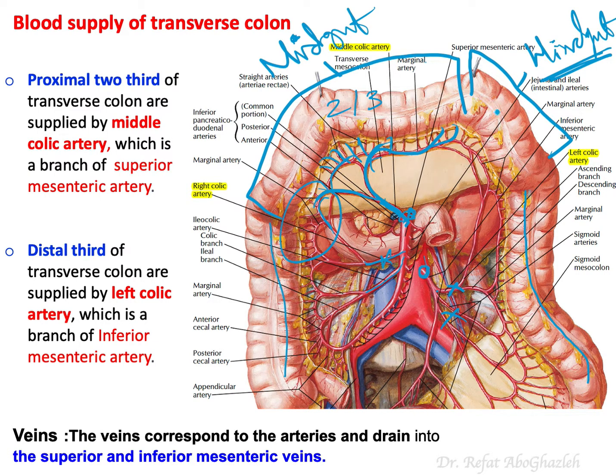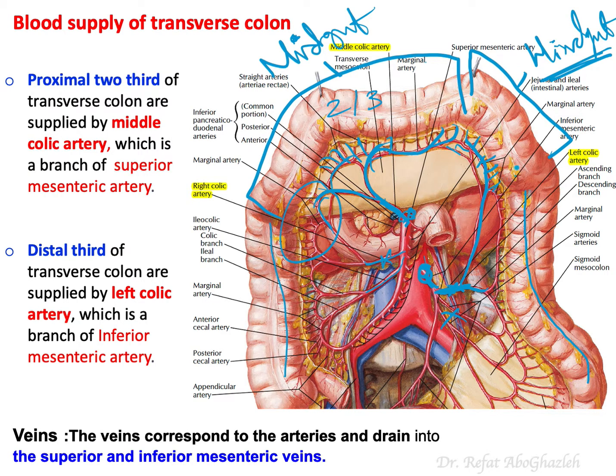Also, what about the left one third, or the distal one third, of the transverse colon? Yes, because it develops from the hindgut. That means its blood supply is from the inferior mesenteric, exactly here from the left. You remember the left colic gives a branch to the descending colon, and it also supplies the distal one third of the transverse colon, right?